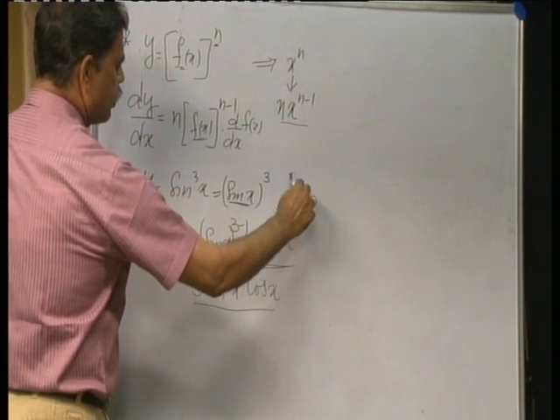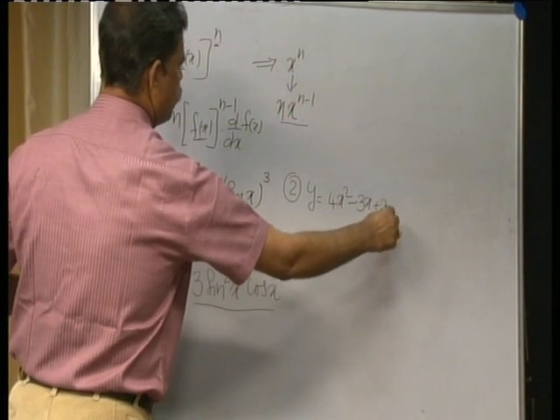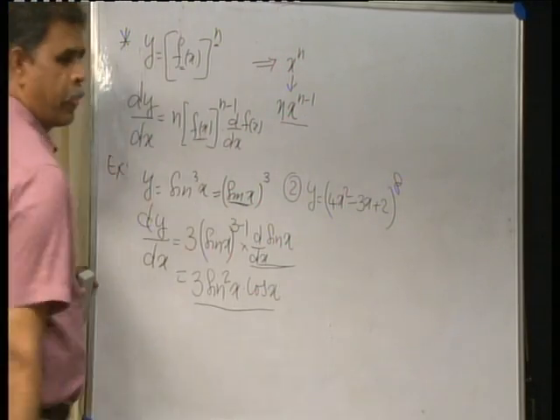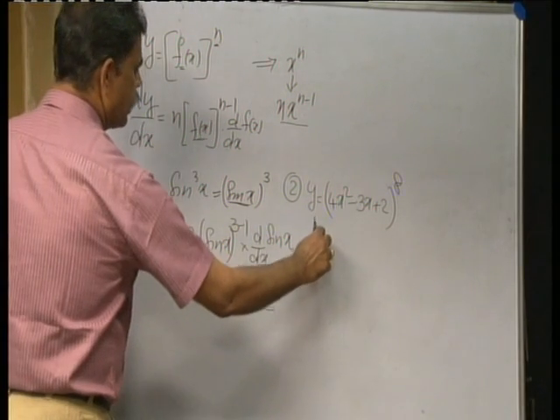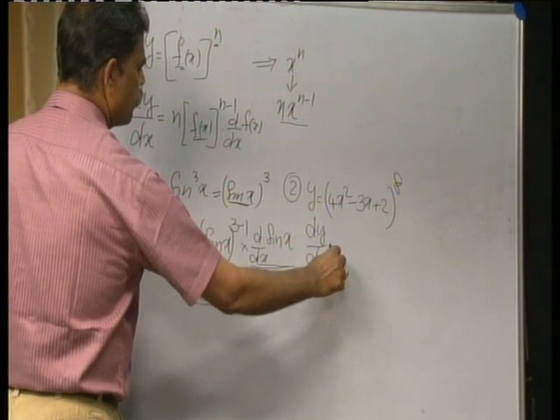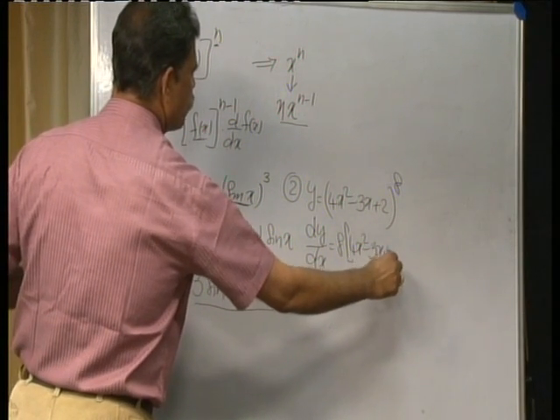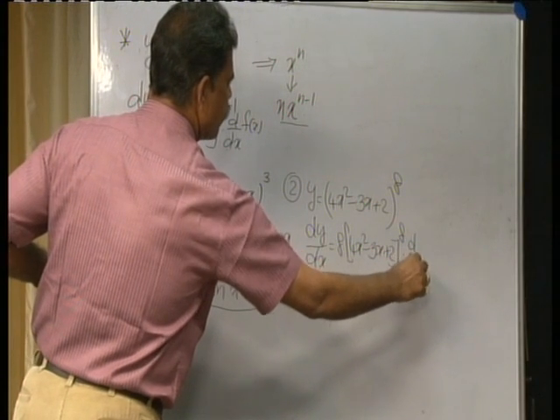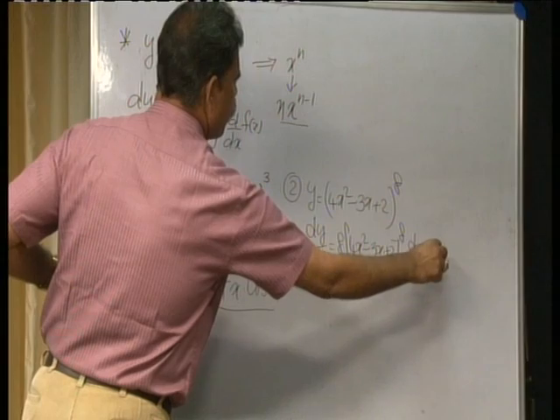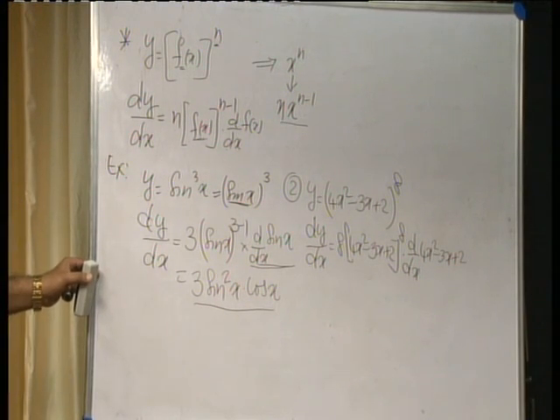Same type, you can take another example, y is equal to 4x square minus 3x plus 2 to the power of 8. Here what is function? Function is 4x square minus 3x plus 2. In place of n, what is there? 8. Hence, its derivative, function to the power of n, is n into function 4x square minus 3x plus 2 to the power of 8 into d by dx of function. D by dx of function is 4x square minus 3x plus 2.